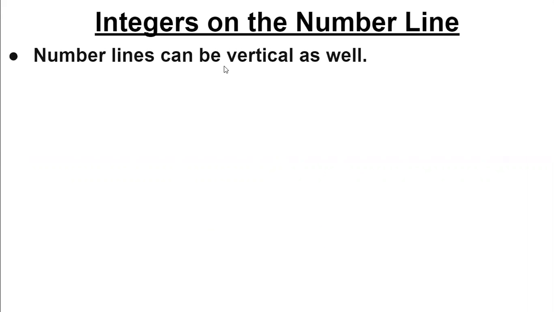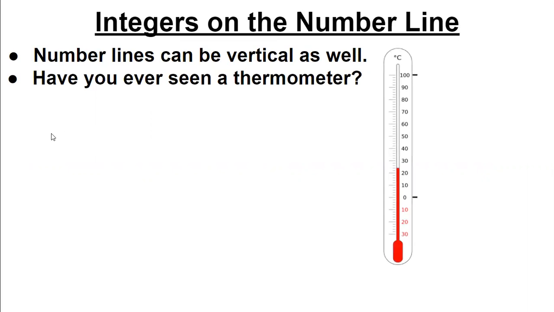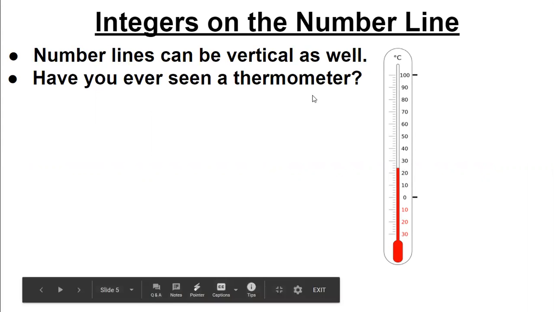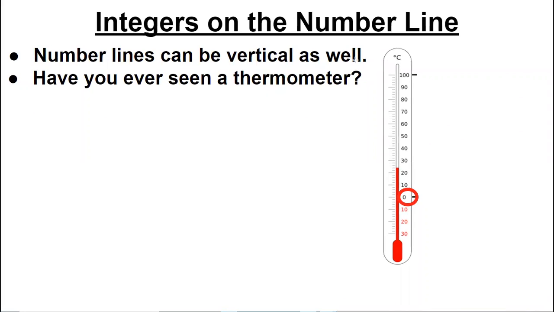Okay, let's look at it a little bit more. Number lines can be vertical as well. Have you ever thought about the fact that you can turn a number line up and down? Have you ever seen a thermometer? A thermometer is a vertical number line. You've got the positives going up and the negatives coming down, and you've got your 0 right here. So yes, you can have a number line that is up and down.